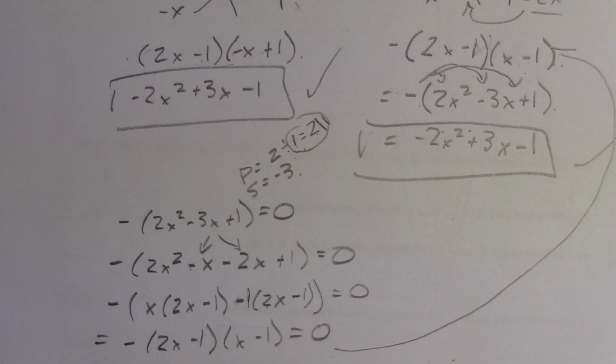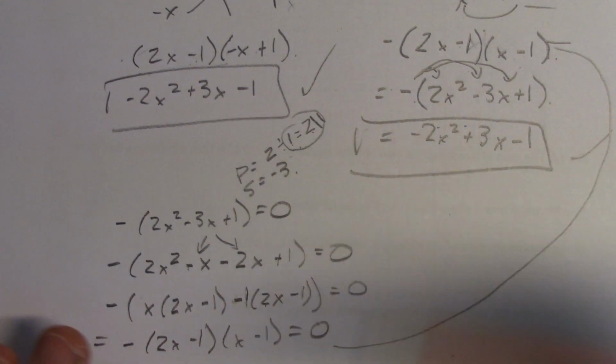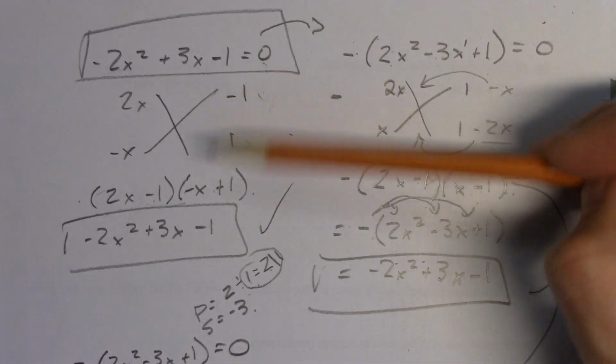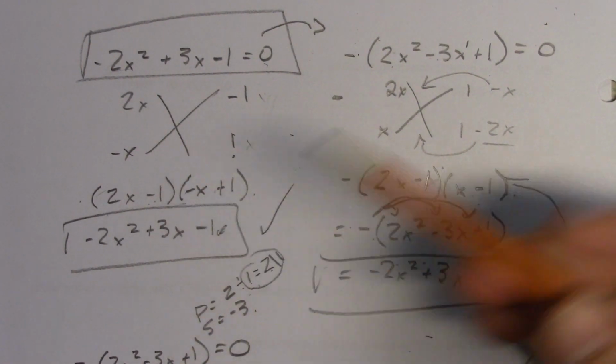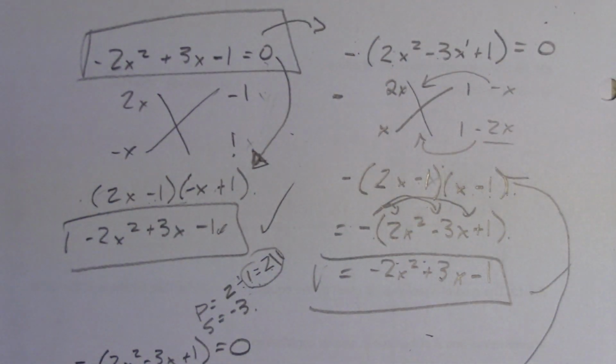Any questions? That was a whole heck of a lot of work for something that really could be done in one step, right? We just went from here to here using the crisscross method, right? This was just a check. So really, Lucas went from here to here in one step.